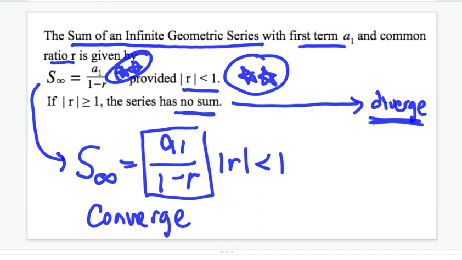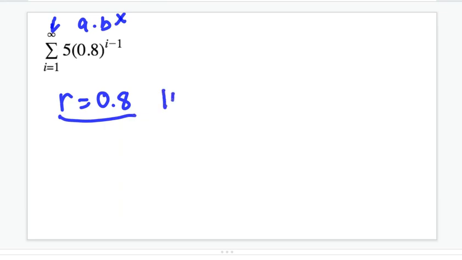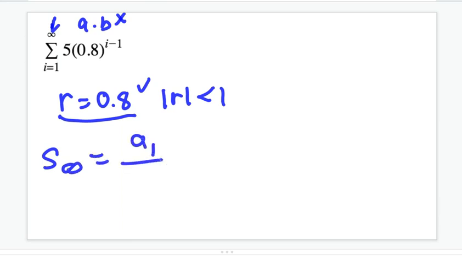It diverges. So if we look at this series right here, I can see that the ratio is 0.8. As soon as I see that it's infinite, it's geometric because it's in exponential form. The ratio is in fact in absolute value less than 1, so I can use my formula for S infinity. So S infinity is the first term divided by 1 minus r.